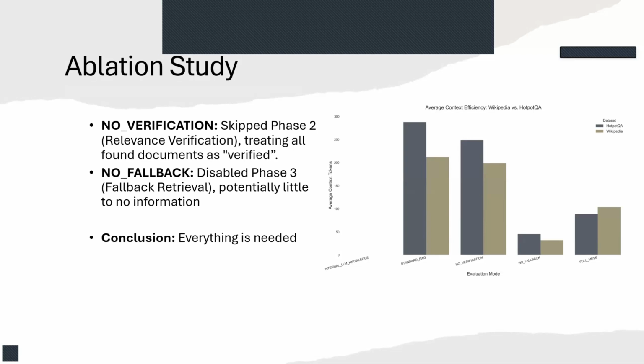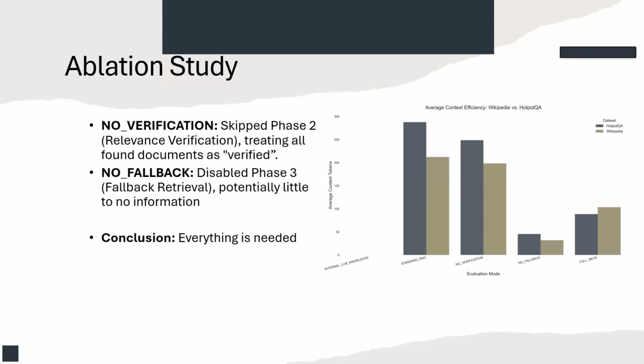So this leads right to the no fallback, which is the fallback retrieval, which is the information it gave if the phase 2 was too critical. And this shows that either it had no information or it had little information. So it shows that the phase 2 was too critical on its own.